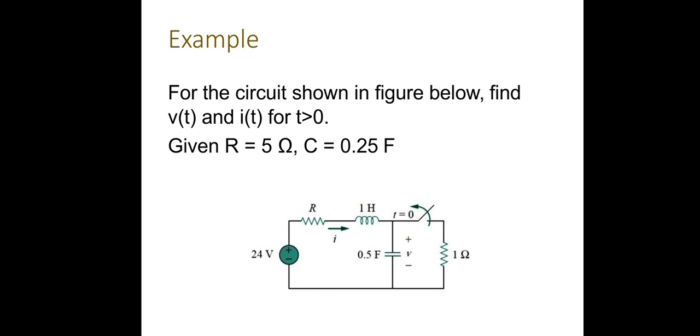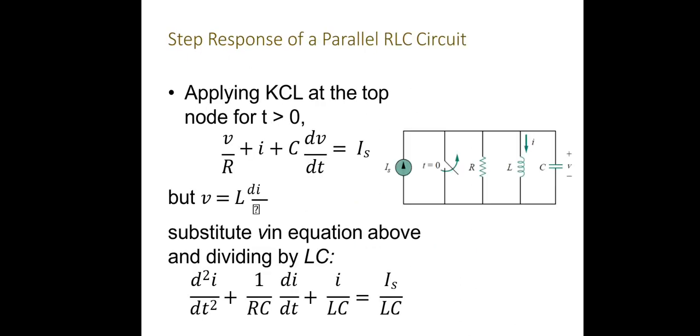So this is a good example. You have to try this one yourself. For the circuit shown in the figure below, find v(t) and i(t) for t greater than 0, where R is equal to 5 ohms and C is equal to 0.25. Just do it yourself.